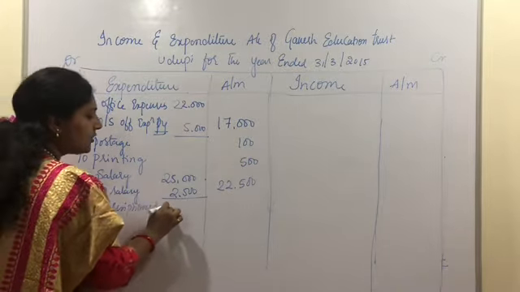The last expenditure according to the problem is depreciation on building. So let us record depreciation on building. To depreciation on building.